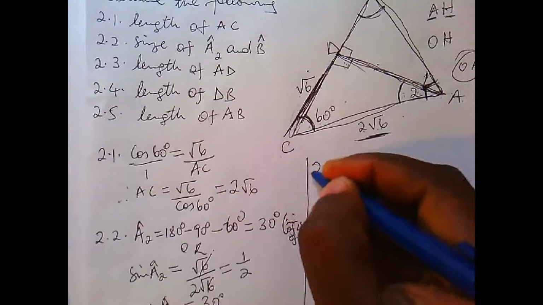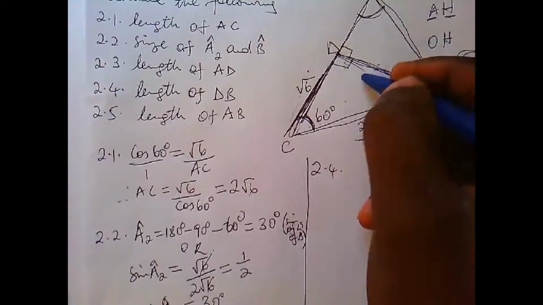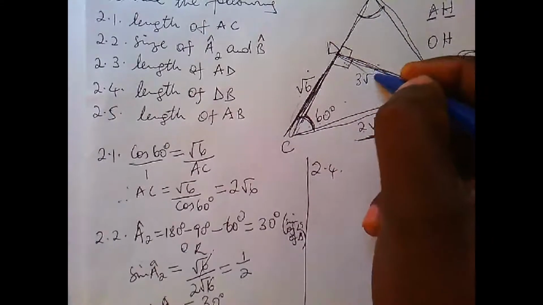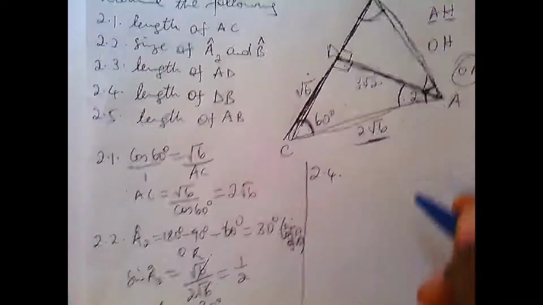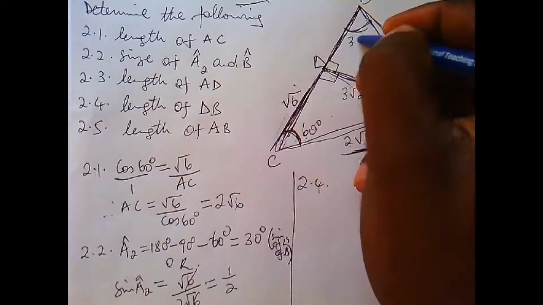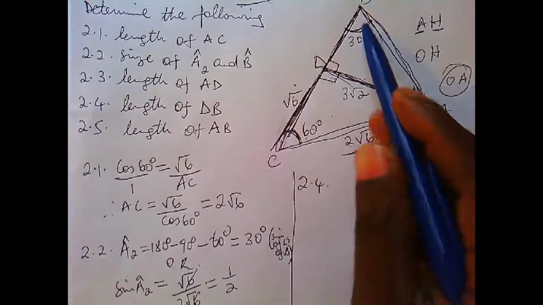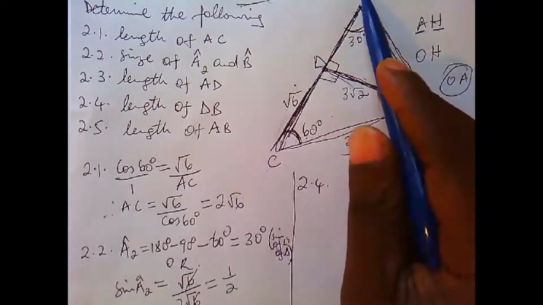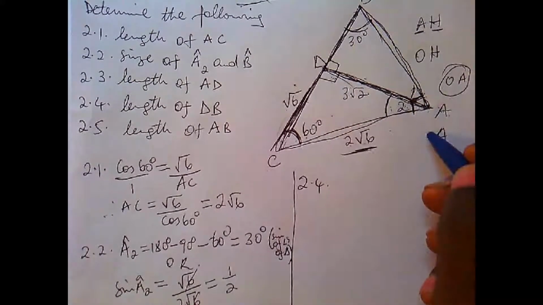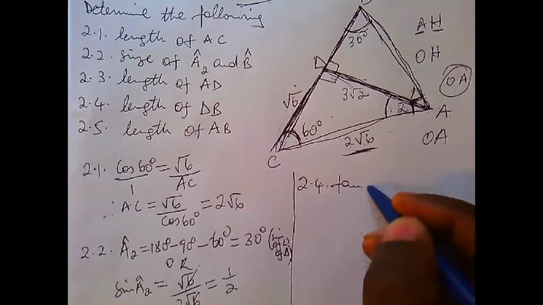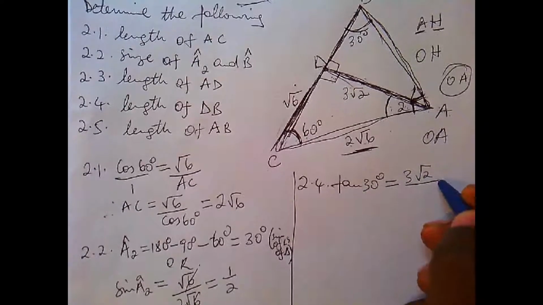So if you look at 2.4 now, the length of DB, you now know that this side is 3 square root 2. So you'll be focusing on this triangle. You now know that this is 30 degrees and this is 3 square root 2. It's very simple. Again, you are looking for DB. So what is DB to 30 degrees? DB to 30 degrees is adjacent, and AD is opposite. Which means you're still going to use tan.